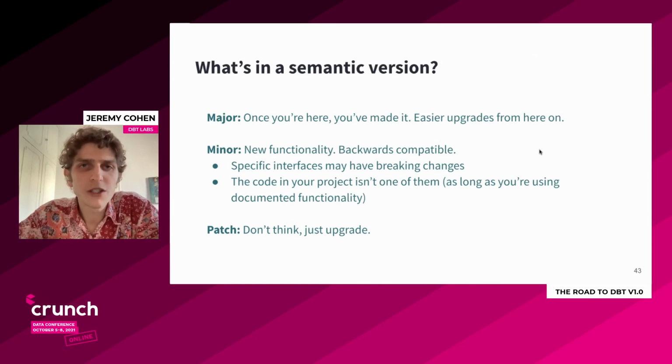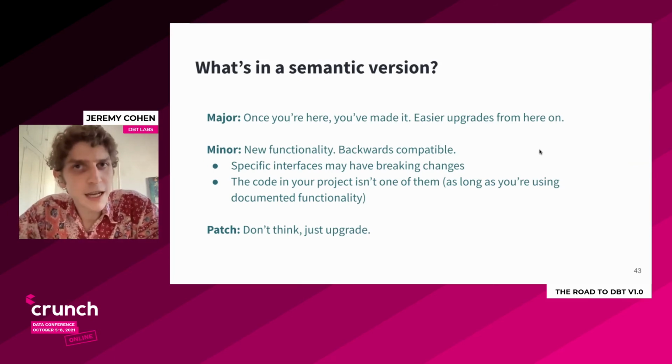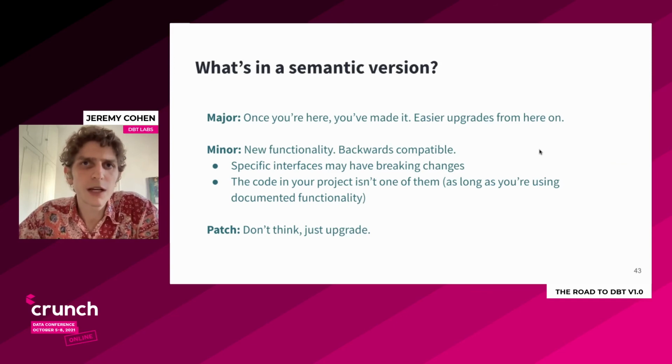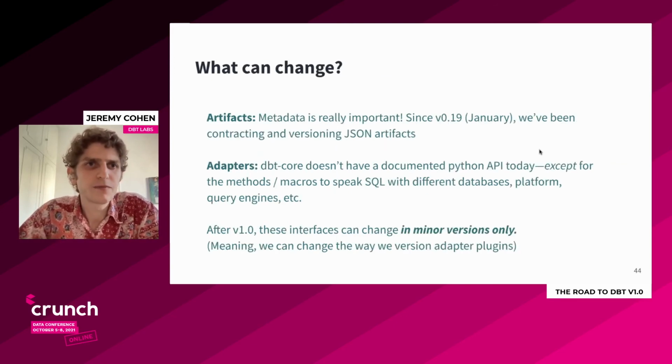Major version 1, once you're here, that's it. Easier upgrades from here on. Everything ought to be backwards compatible. Minor versions, new functionality ought to be backwards compatible. We are saying there are some specific interfaces we're calling out that could have breaking changes in minor versions. It's not going to be the code in folks' projects. And patch releases, I don't even want to think about them. Just upgrade. You get fixes and no worries.